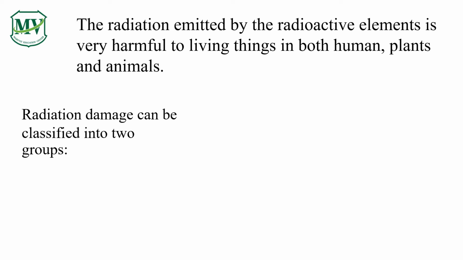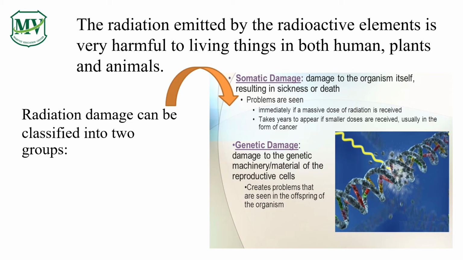There are two classifications of radioactive damage. Can you enumerate what they are? Awesome! Radiation damage can be classified as somatic damage and genetic damage. Can you differentiate them? Well done! Somatic damage is the damage to the organism itself, resulting in sickness or death, while genetic damage is the damage to the genetic machinery or material of the reproductive cells.